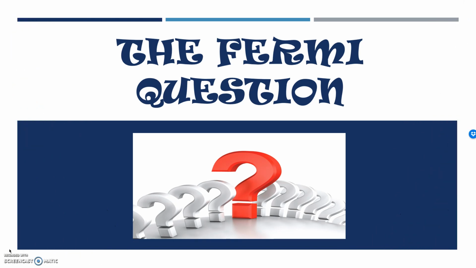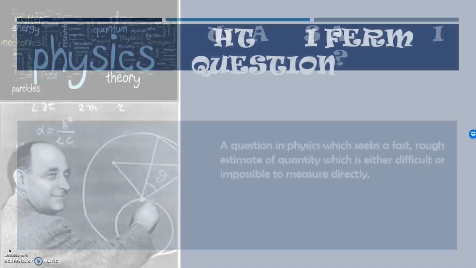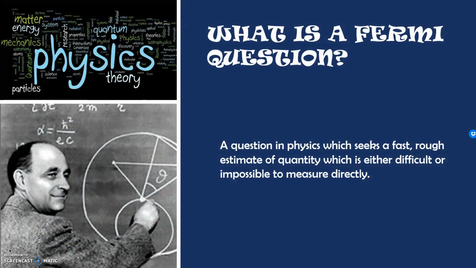The Fermi question. Some might ask, what is a Fermi question? A Fermi question is a question in physics which seeks a fast, rough estimate of a quantity which is either difficult or impossible to measure directly.